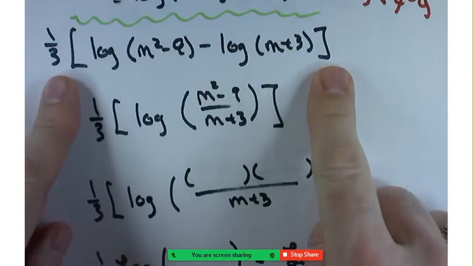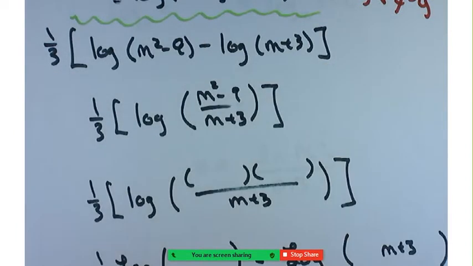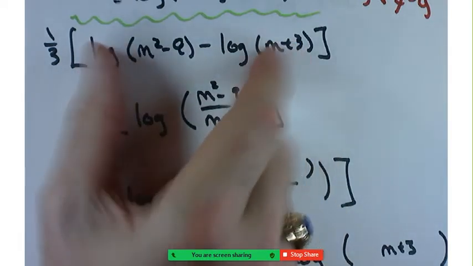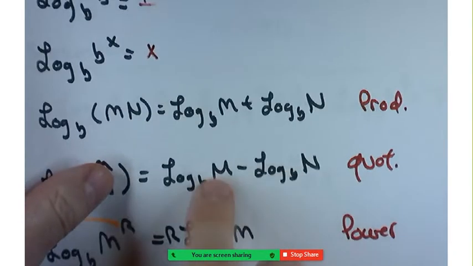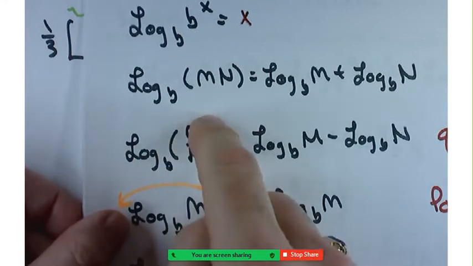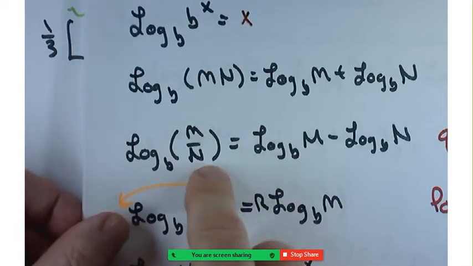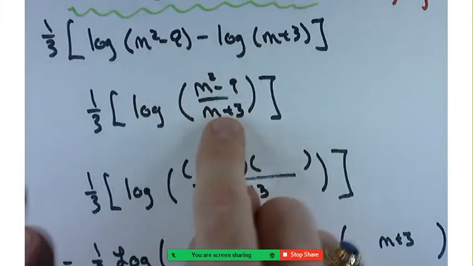Let's take a look at a different one. Kind of similar to the last one, where we're asked to write this with one logarithmic term. This time, you've got a difference between these two. So the difference of logs becomes the log of a quotient. It's not log of m divided by log of n. It's just log of m over n. So in our case, it's going to be log of this divided by this.